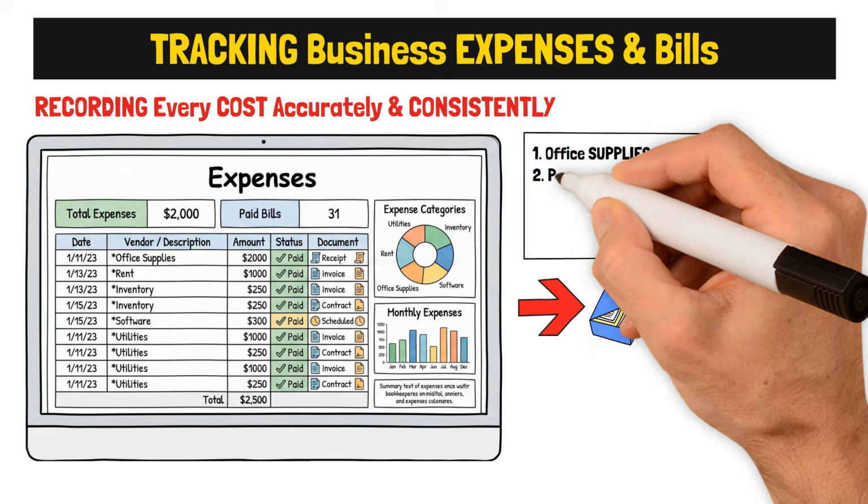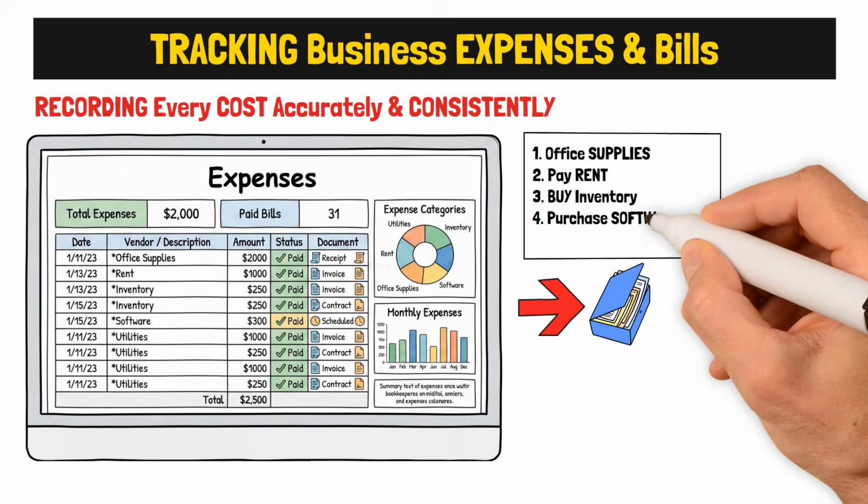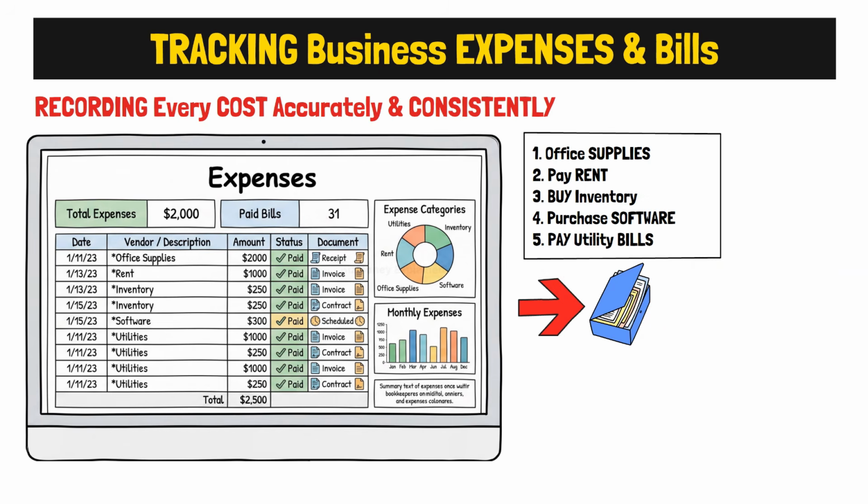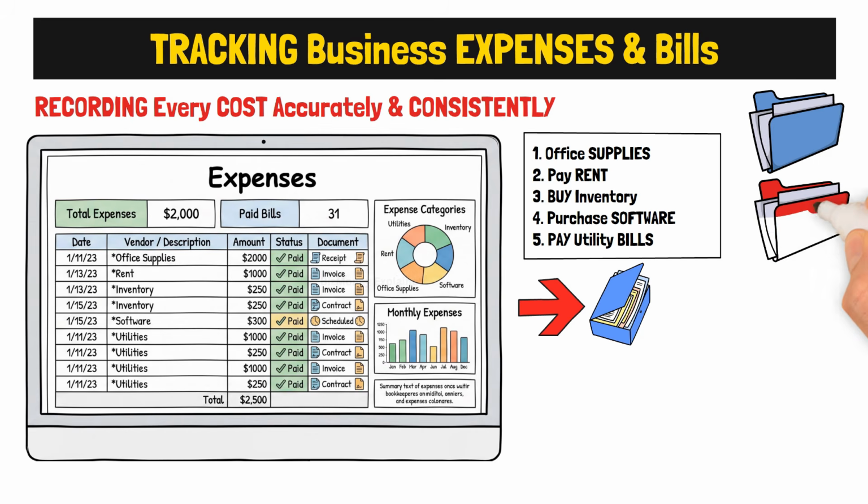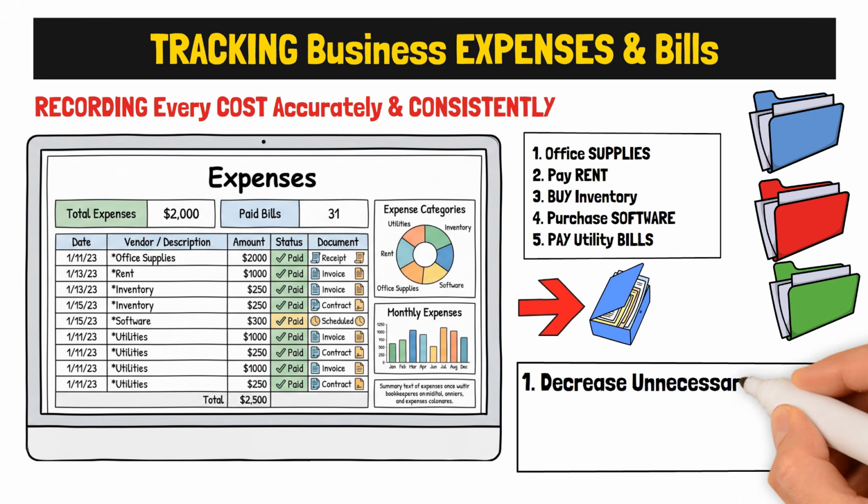Whether you purchase office supplies, pay rent, buy inventory, purchase software, or pay utility bills, each expense belongs in the correct category. Accurate categorization helps you understand where your money is being spent and makes future budgeting much easier. Businesses often lose profits not because sales decline, but because unnecessary expenses slowly increase without anyone noticing. Regular bookkeeping helps identify these trends early.